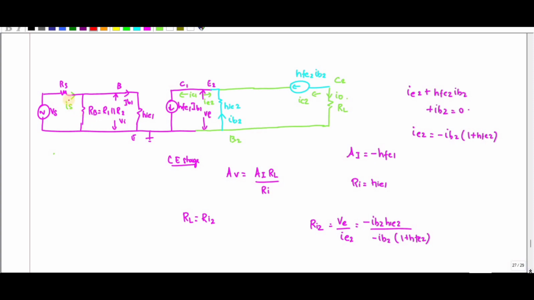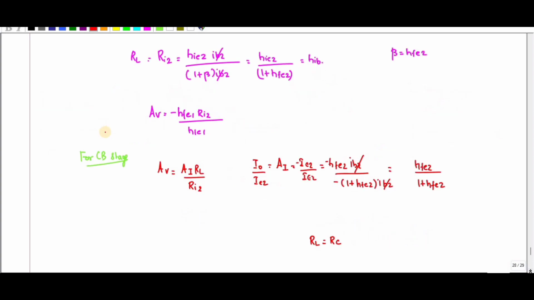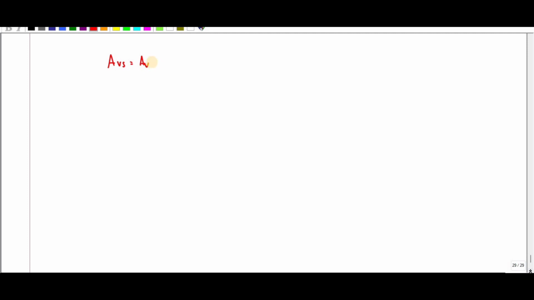So if I want to find the value of AVS, AVS is nothing but VO by VS, right? So this is your AV. So up to this one I have found out the value of AV. So what is VS? AVS is nothing but AV into RB divided by RB plus RS. Okay.